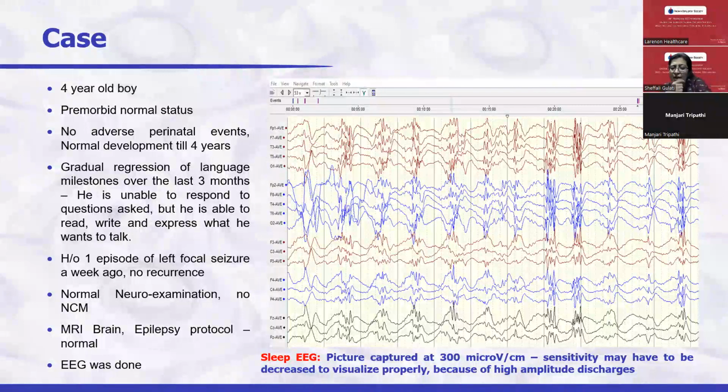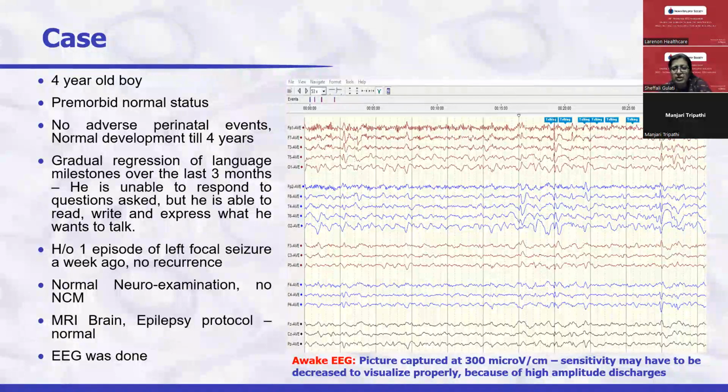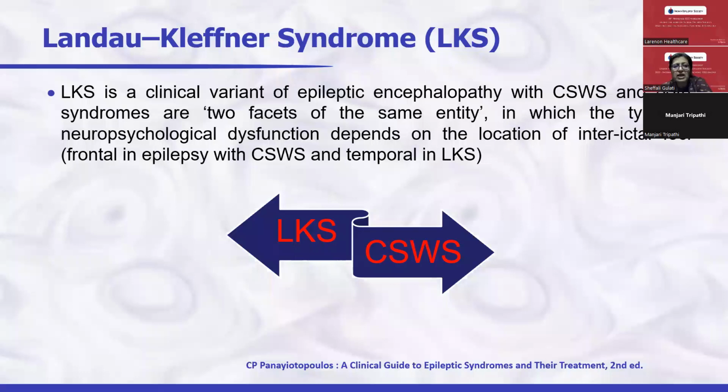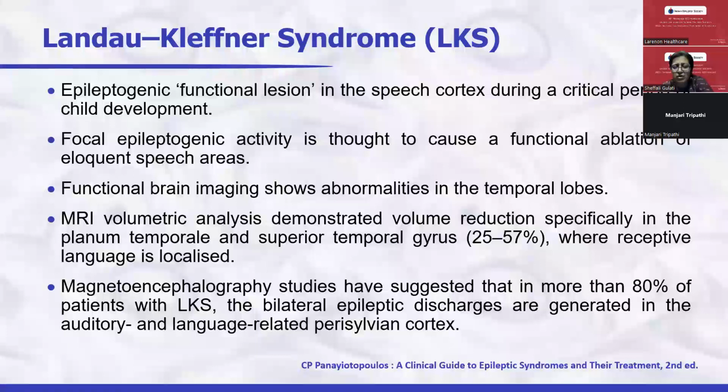that the sensitivity in microvolts per centimeter may have to be decreased to visualize properly because of the high amplitude discharges. The awake EEG also showed high amplitude discharges, and the sensitivity was changed. This child had Landau-Kleffner syndrome, which is acquired aphasia with convulsive disorders and an age-related epileptic encephalopathy. It is a clinical variant of epileptic encephalopathy with CSWS, and both syndromes are two facets of the same entity, in which the type of neuropsychological dysfunction depends on the location of interictal foci, frontal in epilepsy with CSWS and temporal in LKS. I will not go into details for that.